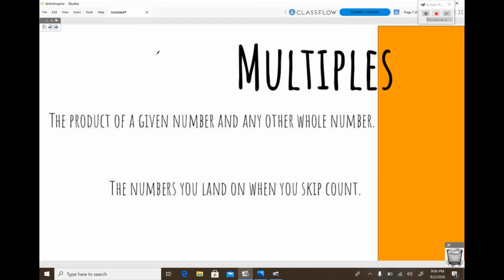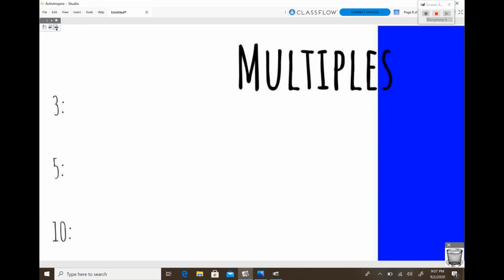So now let's talk about multiples. Multiples are the product of a given number and any other whole number. It's also the number that you land on when you skip count. So let's go ahead and list our multiples of 3. So what we can do is we can skip count by 3s. So I'm going to start with 3. And then 3 plus 3 is 6.